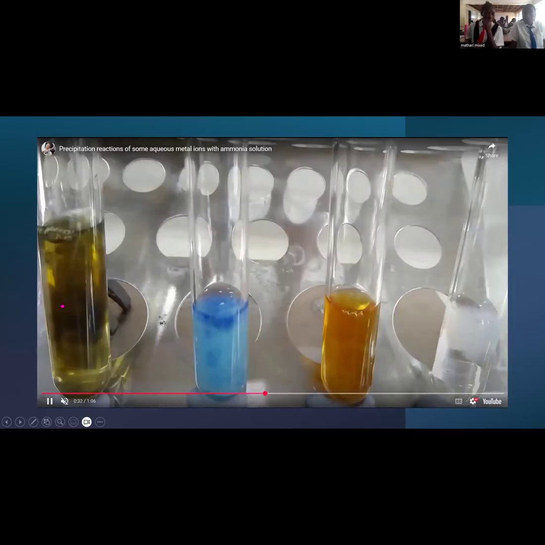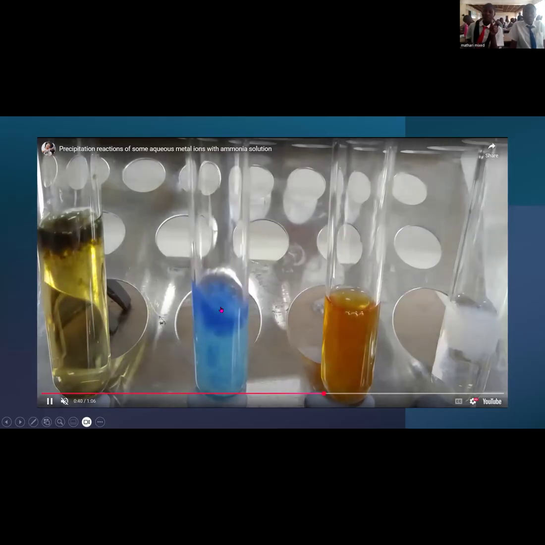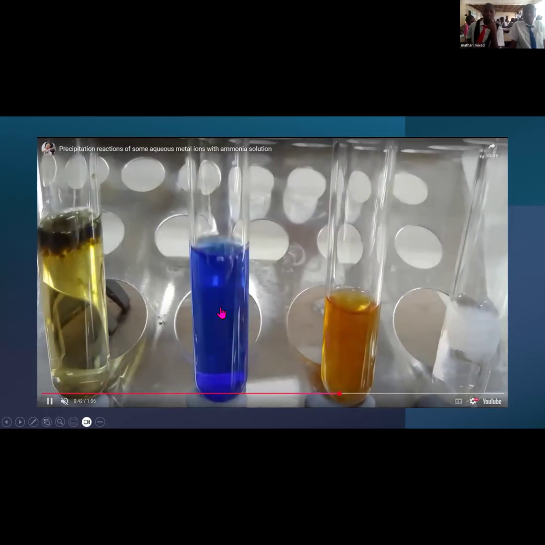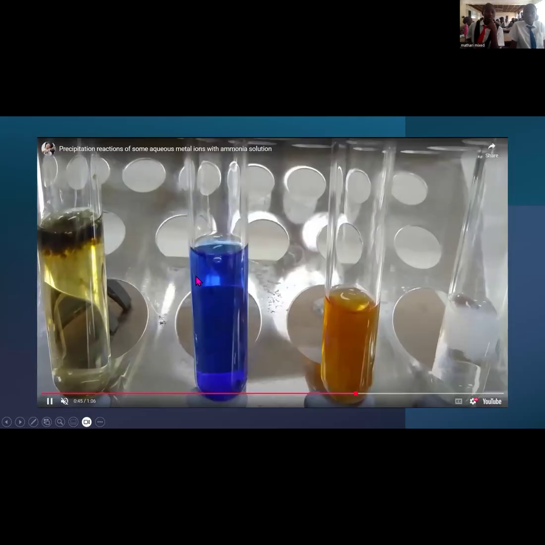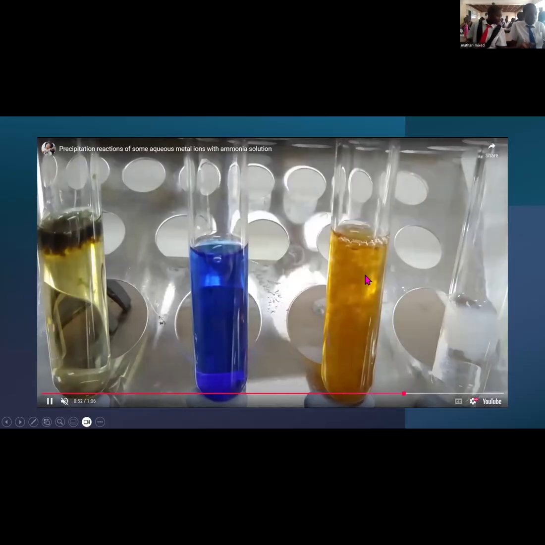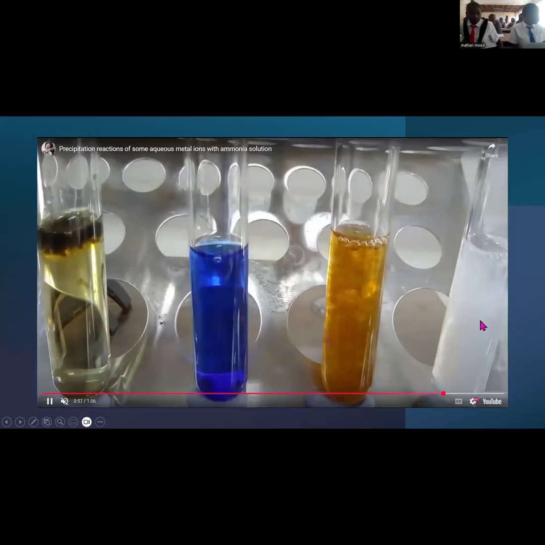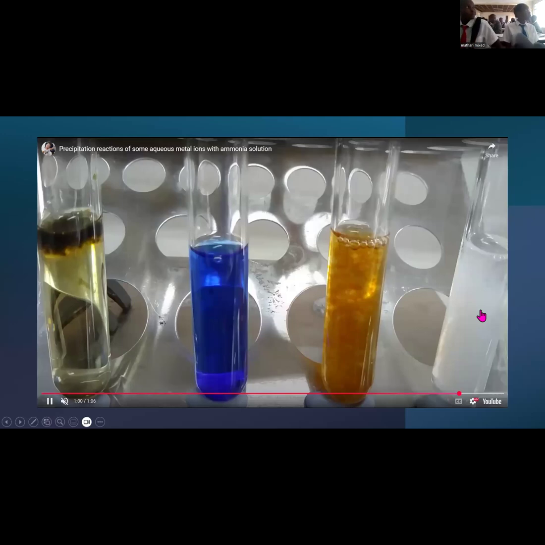If I add excess to the iron 2, nothing changes. If I add excess to the copper, something strange happens. It disappears. The precipitate disappears and it goes to dark blue. If I add excess to the iron 3, it's still cloudy. You can see there are still bits in there. No real change. If I add it to this one here, no change. Okay.